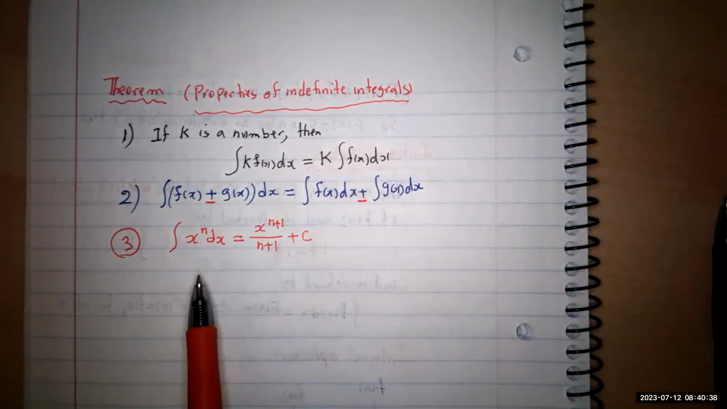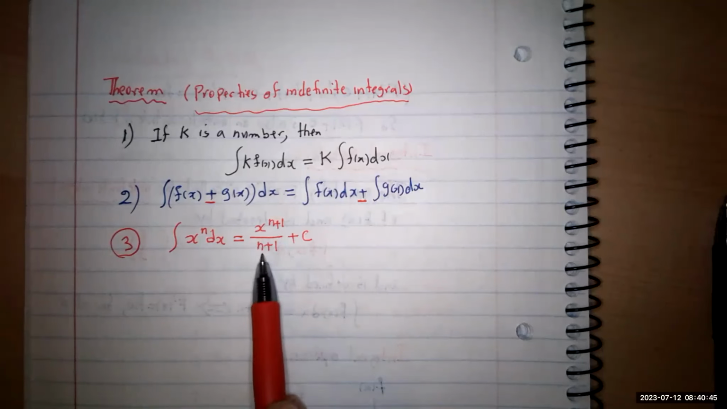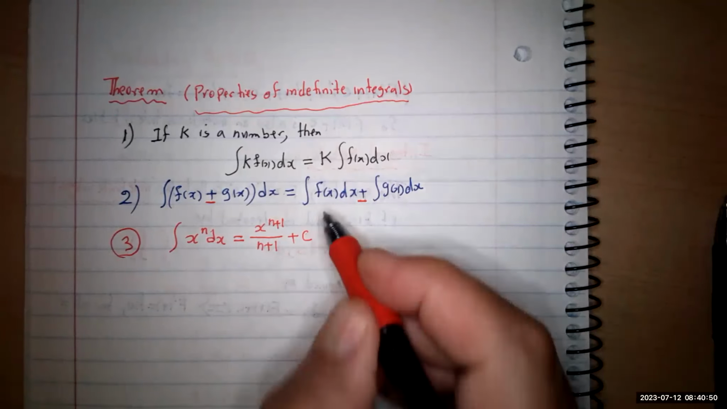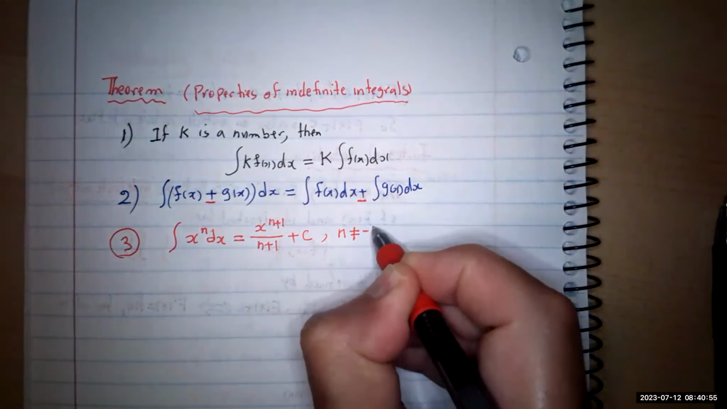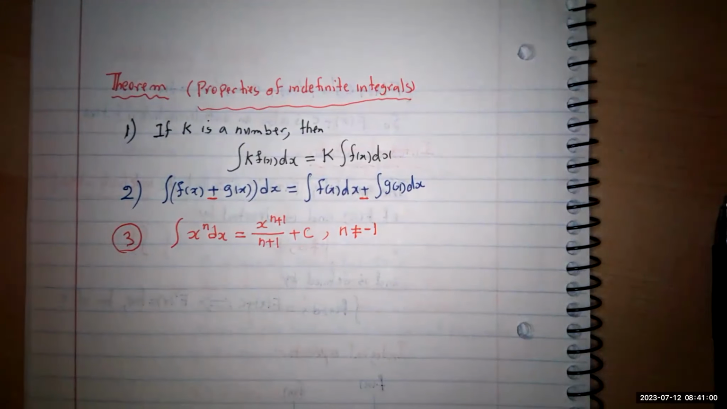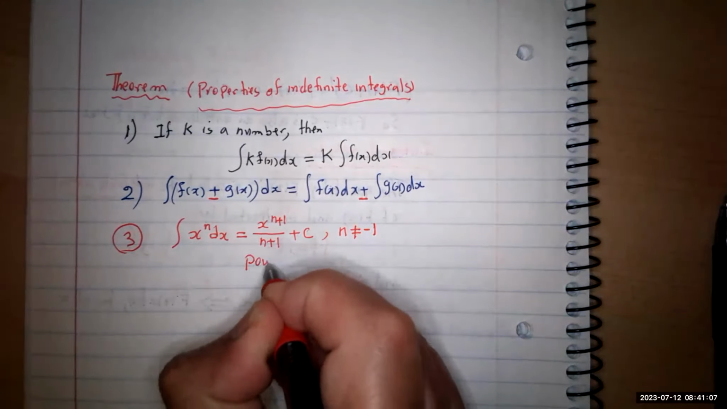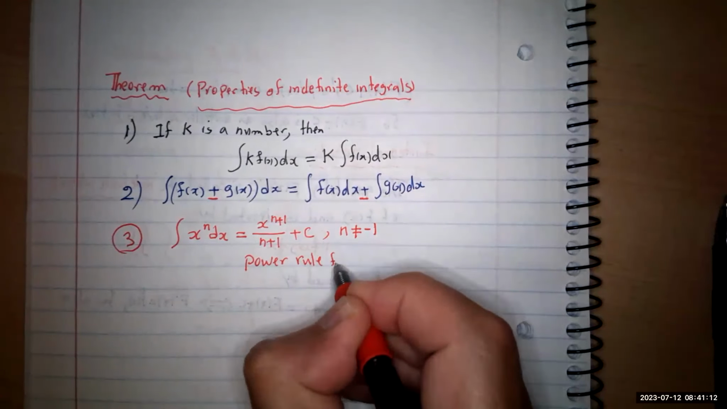There is only one catch. Since you divide, you know that you cannot divide by 0. So you must be careful. This n can be any number except negative 1. So this is true only if n is not equal to negative 1. If it's going to be negative 1, we have a solution for it. It's a natural log. We talk about it in the next chapter in this book. Okay, this is the power rule for integration.